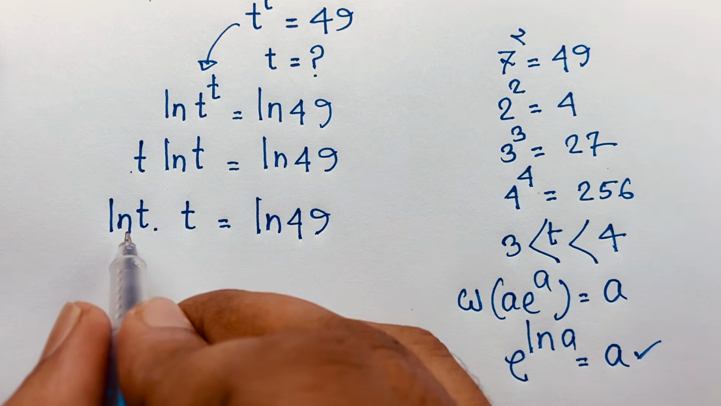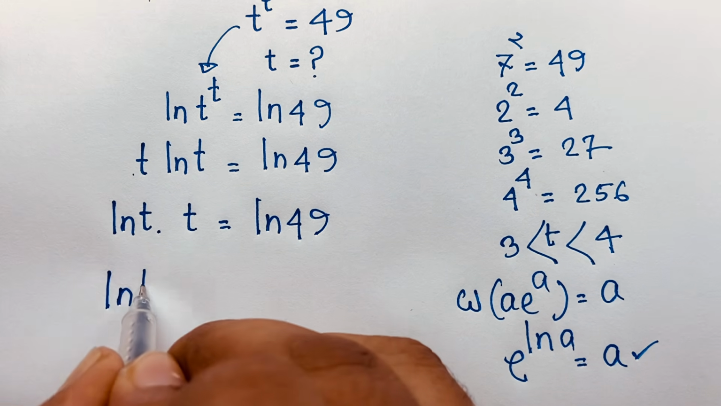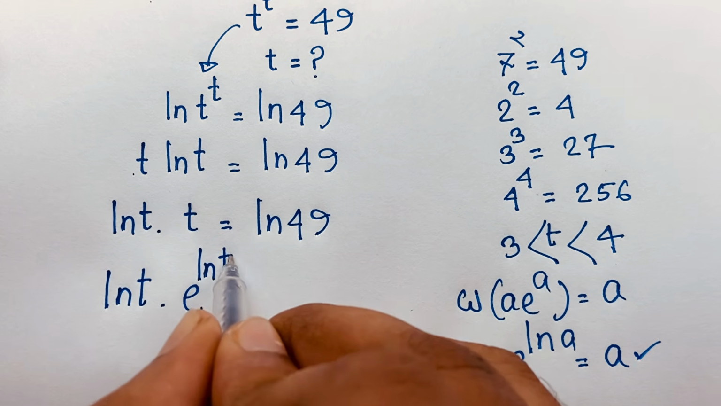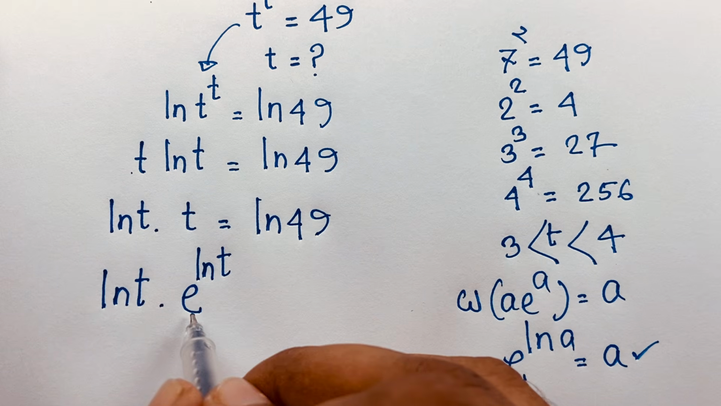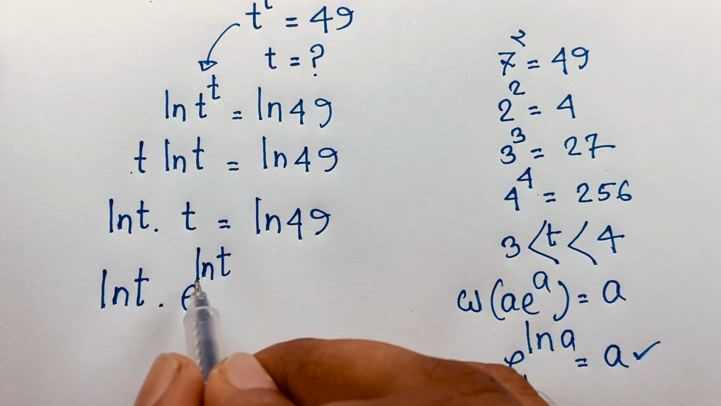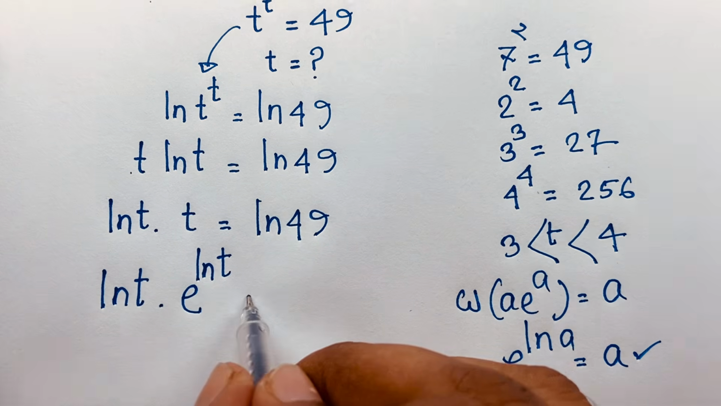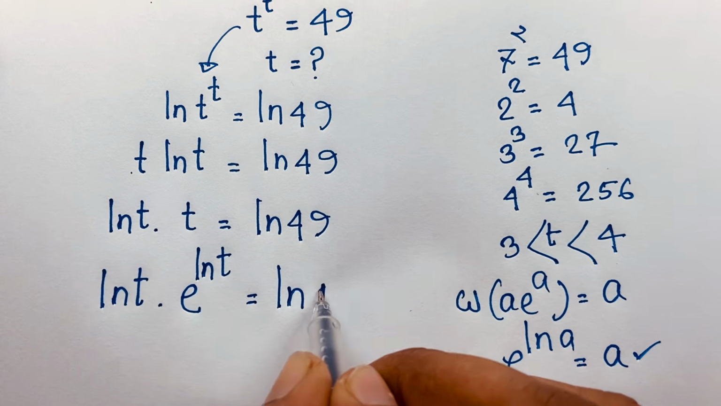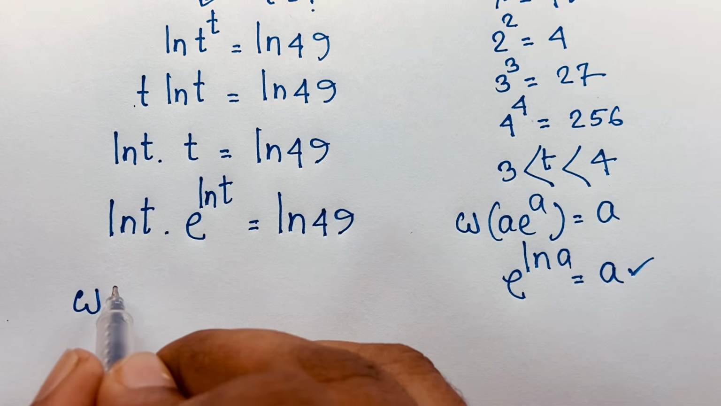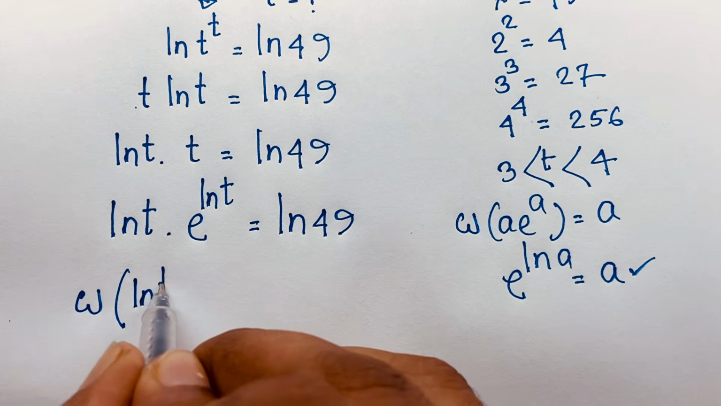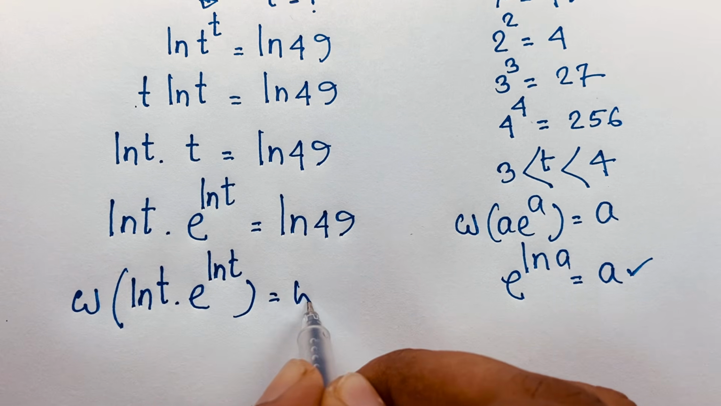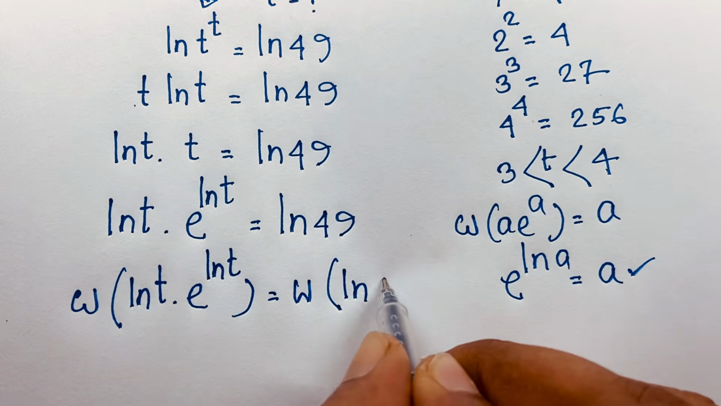Now this is ln t, and this t will be e to the power ln t. Because e to the power ln a is equal to a, e to the power ln t will be t. At this moment, both ln t are the same, and I easily use the Lambert W function here, and ln 49. Then I use the Lambert W function on ln t e to the power ln t, and this is the Lambert W function of ln 49.